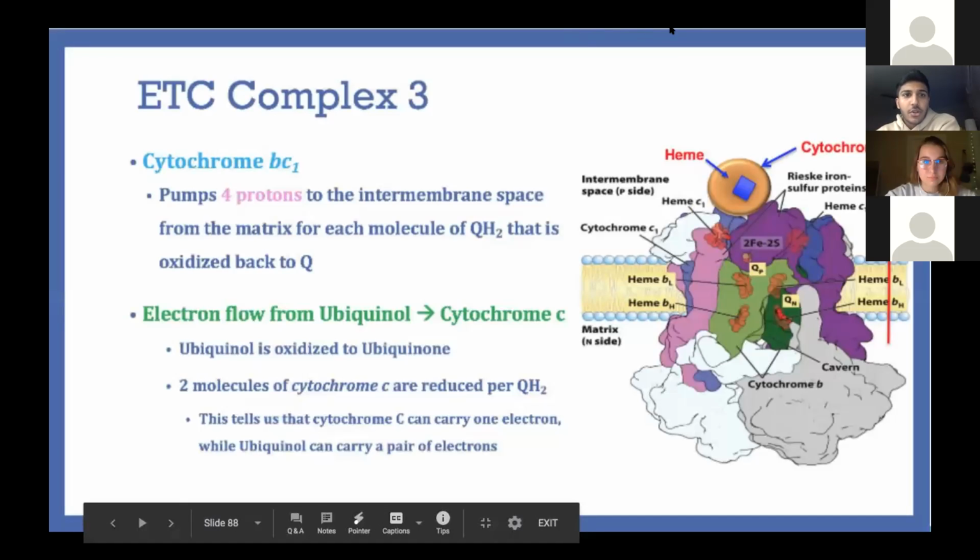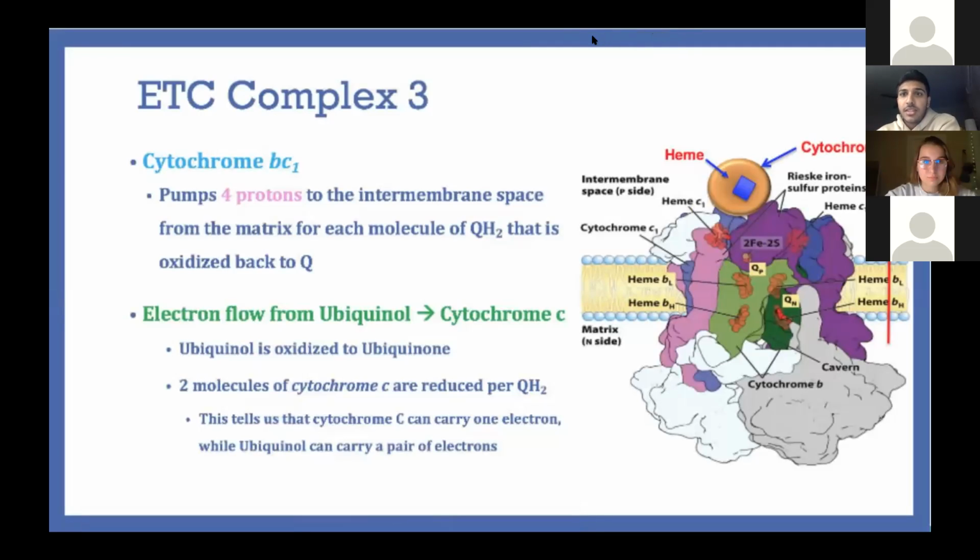So the third complex is going to be pumping 4 protons, and it's going to use cytochrome. What happens here essentially is that you have cytochrome C, and it's going to be reduced. You have your QH2, and that QH2 is going to be oxidized by complex 3. Once it becomes oxidized, it's going to release those electrons, and they're going to be picked up by cytochrome C. Cytochrome C is going to be reduced by that QH2. It picks up electrons one at a time because it has this heme. And the heme allows it to pick them up one at a time and not as a pair.